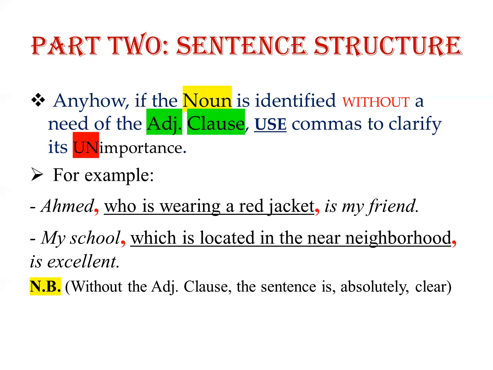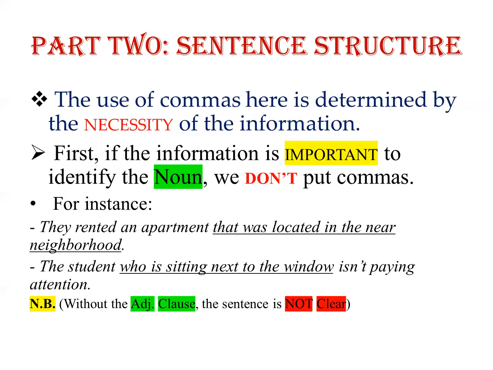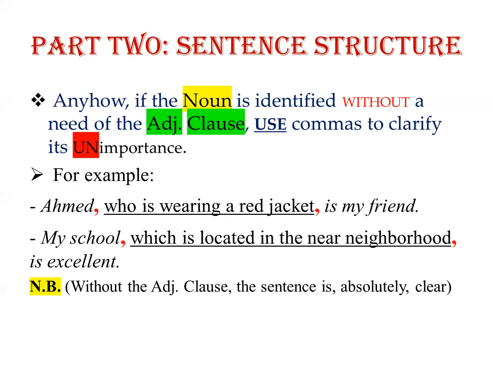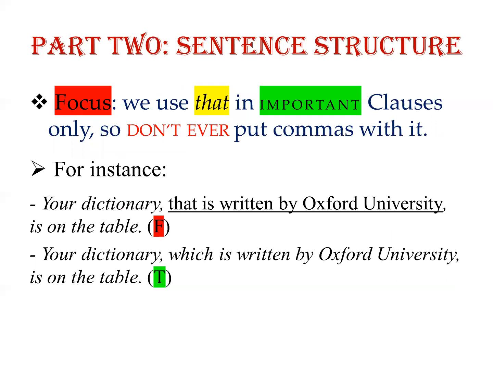This is the difference. When you have necessary information, if you remove this adjective clause, the sentence will become general, will become vague. It won't be clear. So in this case, we don't put commas. But if the adjective clause was extra information, if you deleted it, the sentence will still hold its meaning without this adjective clause. In this case, you put commas. Okay, this is all about the punctuation.